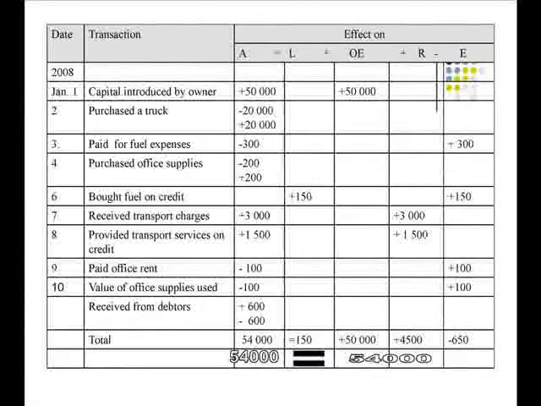Paid fuel expenses, cash: minus 300, expenses plus 300. Increase expenses, right, by 300. Purchase office supplies.